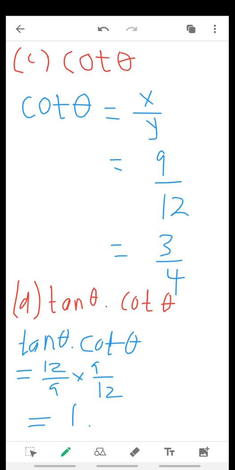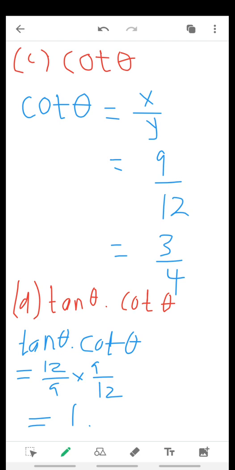And our x was 9, y was 12. Then my answer became 3 over 4. Okay. Then tan theta times cos theta. That's the next question, D. You must find that. Now remember, what is tan theta? It is y over x, and my y was 12 over my x was 9, multiplied by cos theta.